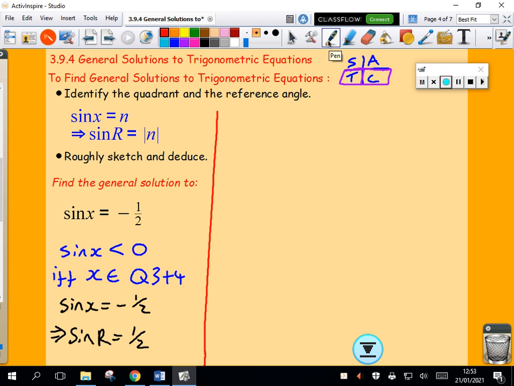If I don't know that, I just plug into my calculator: the reference angle is equal to sine inverse of 1/2. So you'll get 30 degrees. But you should know that without your calculator. If you don't, it's okay to use your calculator. So I'm in quadrants 3 and 4. I've got a reference angle of 30 degrees. I'm going to sketch that. So the next thing is roughly sketch and deduce.